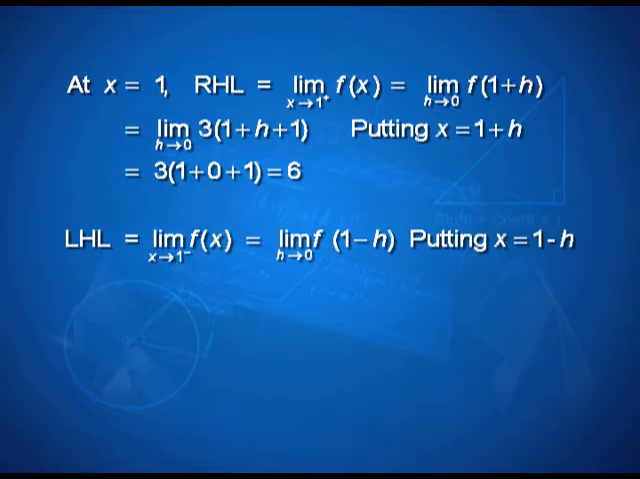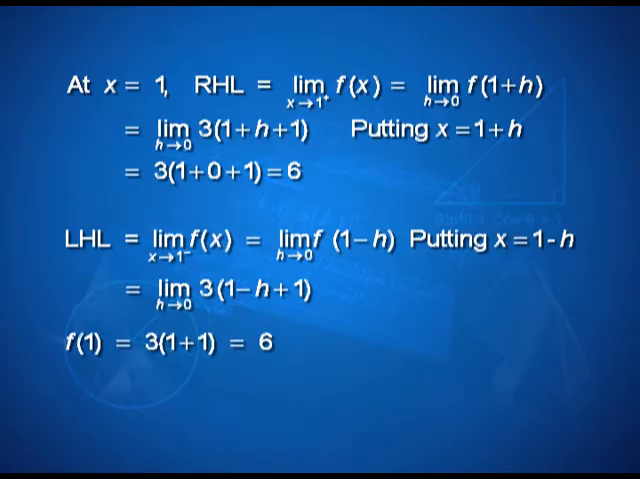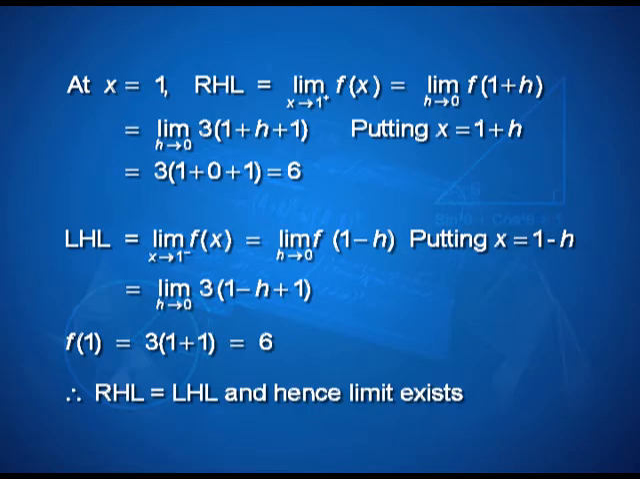Now check the left hand limit, that is equal to limit x tends to 1 negative f of x is equal to limit f of 1 minus h as h tends to 0. Here we are putting x is equal to 1 minus h, that is equal to limit 3 into 1 minus h plus 1 as h tends to 0. Therefore, f of 1 is equal to 3 into 1 plus 1, that is equal to 6. Therefore, left hand limit is equal to right hand limit, and hence we can see here that the limit exists.